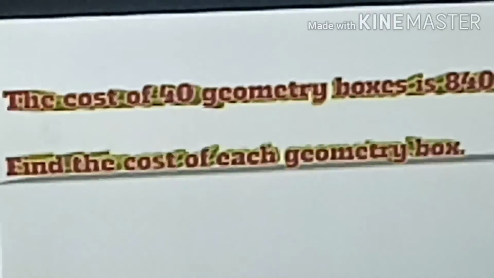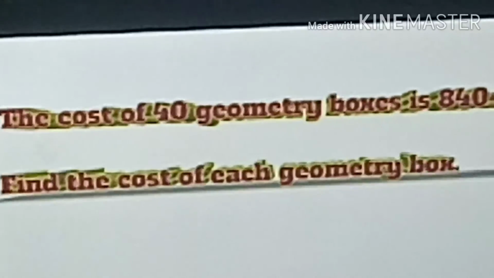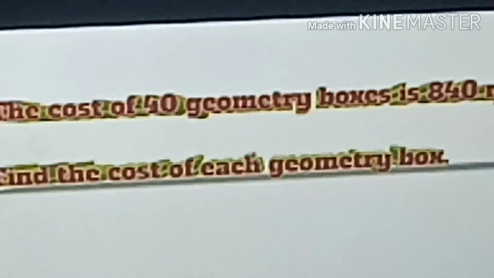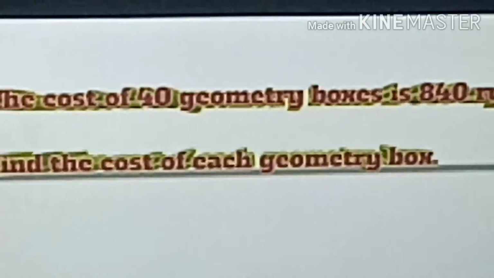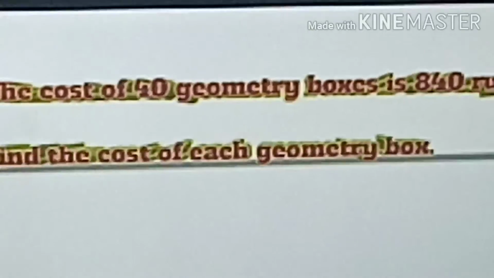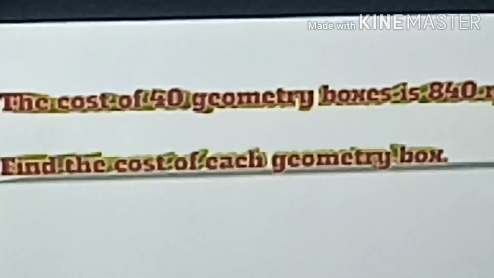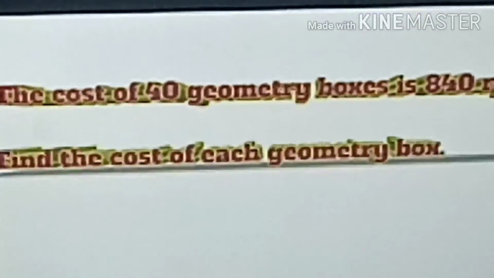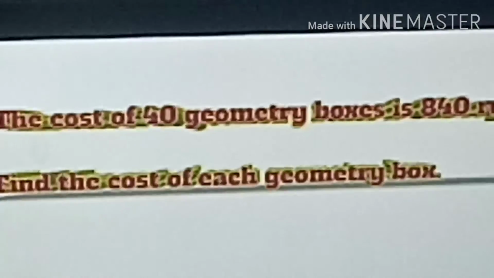In this problem also we need to understand the two basic concepts on which the problem goes on. Here also the cost is given, the cost of 40 geometric boxes. So the two aspects are cost and geometric boxes. He has given the cost of 40 geometric boxes is 840 rupees. Now he is asking us to find out the cost of each geometric box.